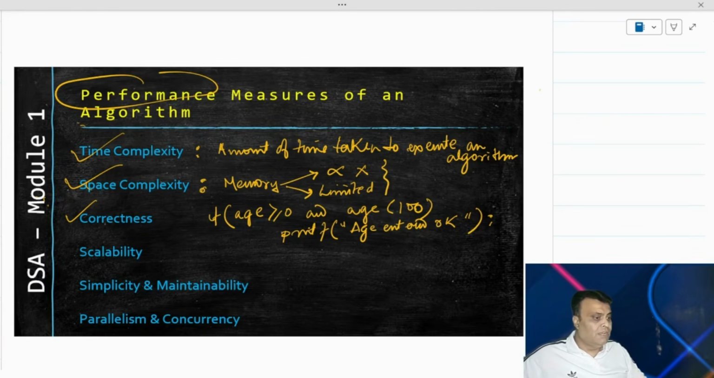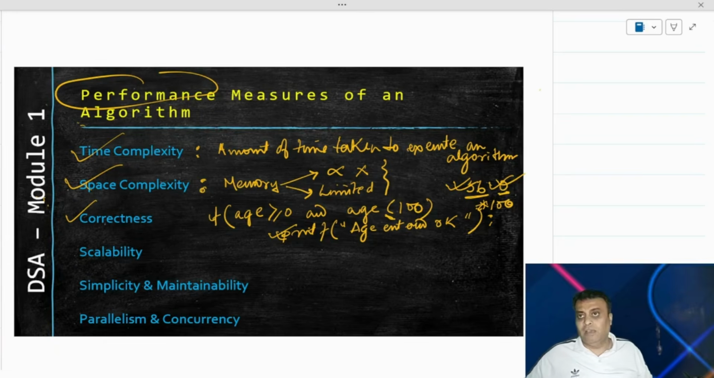Now if I give 56, it will be accepted. So this is right, 56 is right. If I give 0, it will also be accepted. But if I give 100, it will not be accepted, right? Because I've missed out on the less than or equal to. My requirement was greater than or equal to 0, less than or equal to 100, and I forgot to give the less than or equal to, which means my algorithm is not correct.